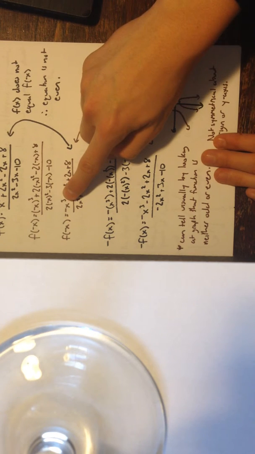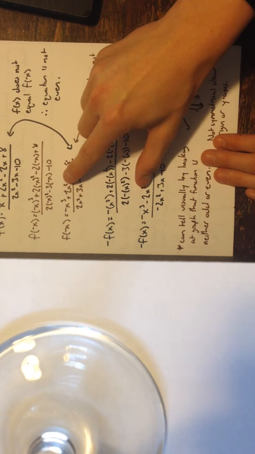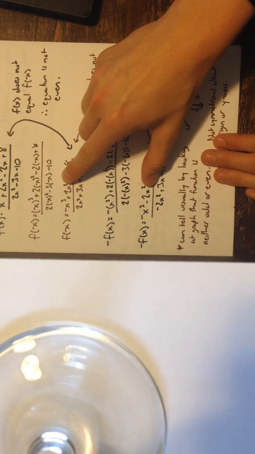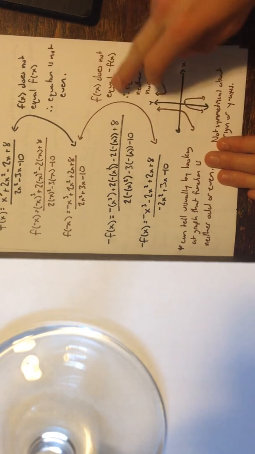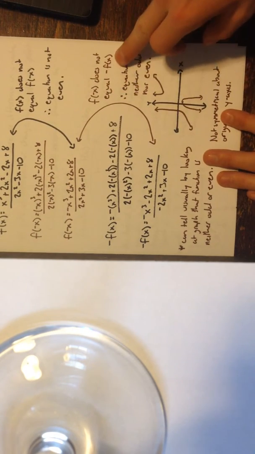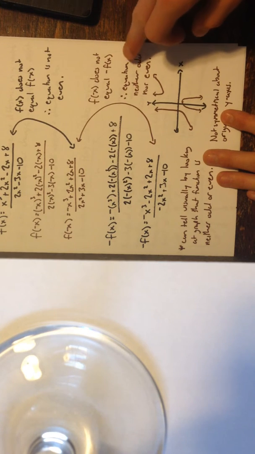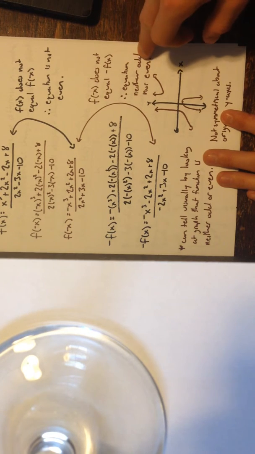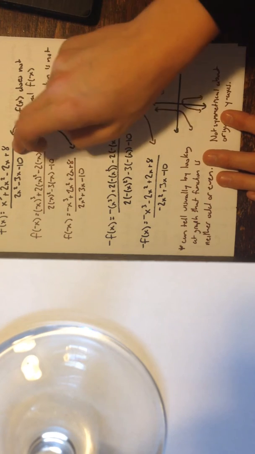here we have the same sign. Here, we already have a different sign. And there we can already tell that f of negative x does not equal negative f of x, or that our equation is not odd or even by looking back at this.